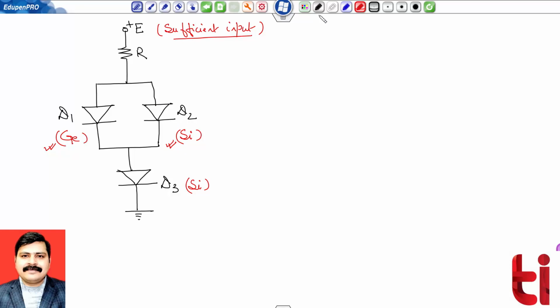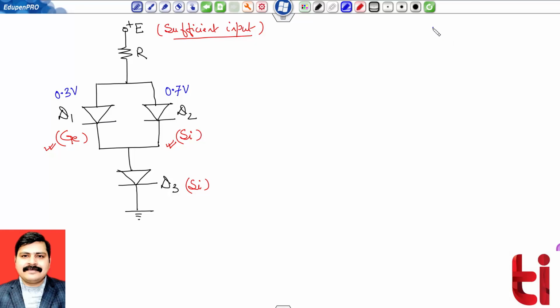We know that the cut-in voltage of germanium is 0.3 volt and the cut-in voltage for silicon is 0.7 volt. And we know the fundamental concept of electrical engineering: in parallel combination, voltage will be the same. So it is not possible that both diodes will be conducting. Out of these two, only one will conduct, and which one conducts, we have to investigate.